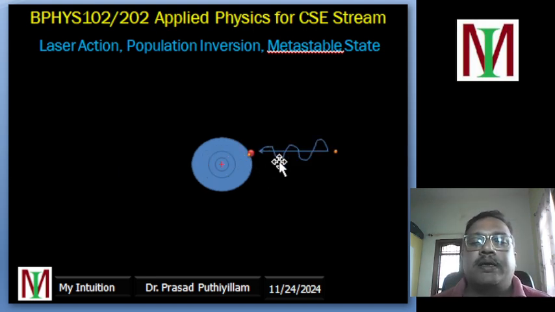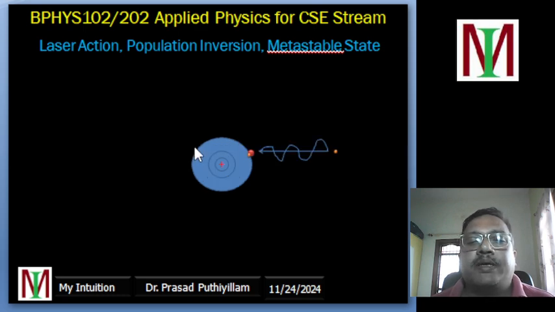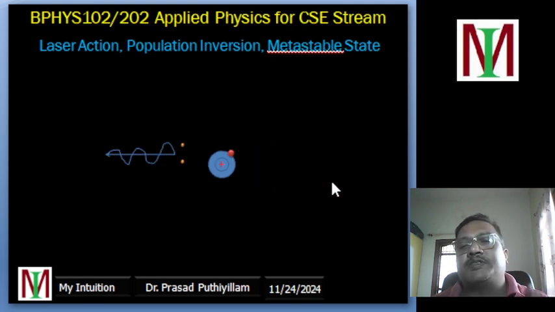Here the emission takes place: the photon is emitted, removed from that electron's excited state, with the addition of one extra photon. When it hits there, the emission takes place. That is called stimulated emission. This is what Einstein introduced as extra, and this is the main thing needed for laser action.